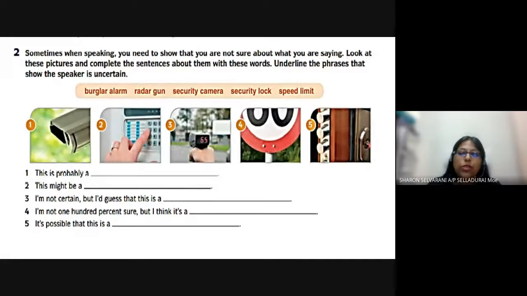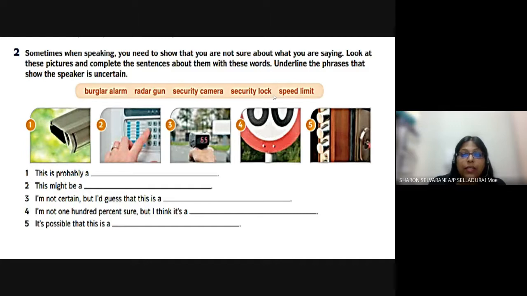Possible. So possible. So maybe it could be. All right, so now what we are going to do is fill in the blanks with these words here. You know what a burglar alarm is, right? And then a radar gun. A radar gun is used for people who exceed the driving speed limit. And then security cameras, the CCTVs.